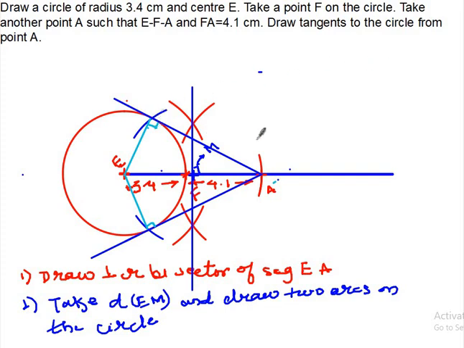Draw tangent to the circle from the point A. So you can see that we have drawn two tangents to the circle from the point A. You can name these points any name you like. Suppose we give this as P and Q here. This is point P and Q.